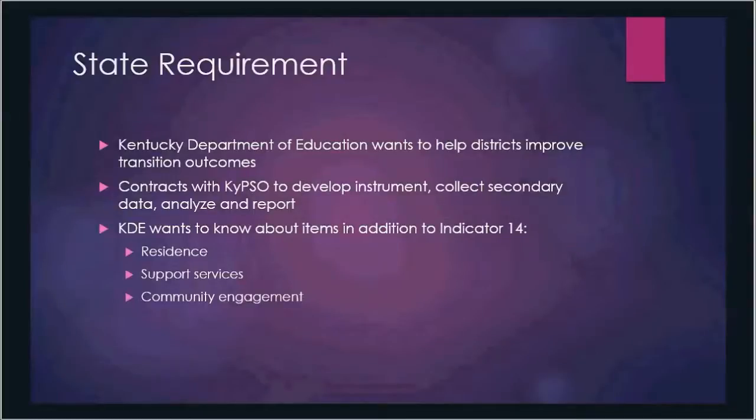But KDE also wants to know about additional items other than just what the federal government requires, and I think this is a really good decision by them and by our advisory group to ask questions about a young person's residence. Where are they living after they exit high school? Their support services, what kinds of support are they getting? What kinds of support is out there but they may not be getting? What went well in high school? What helped them transition to adult life? How engaged are they in their community? So a bunch of extra questions that go beyond the federal requirement, but are ultimately aimed at helping schools and districts know how to prepare young people with IEPs for adult life.